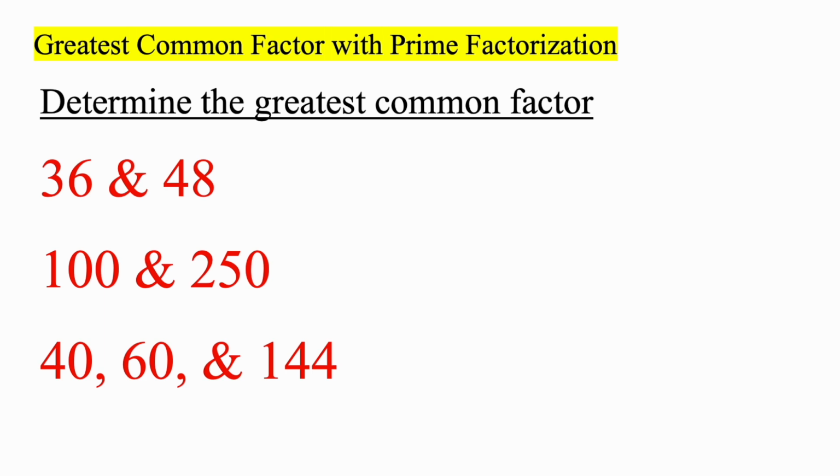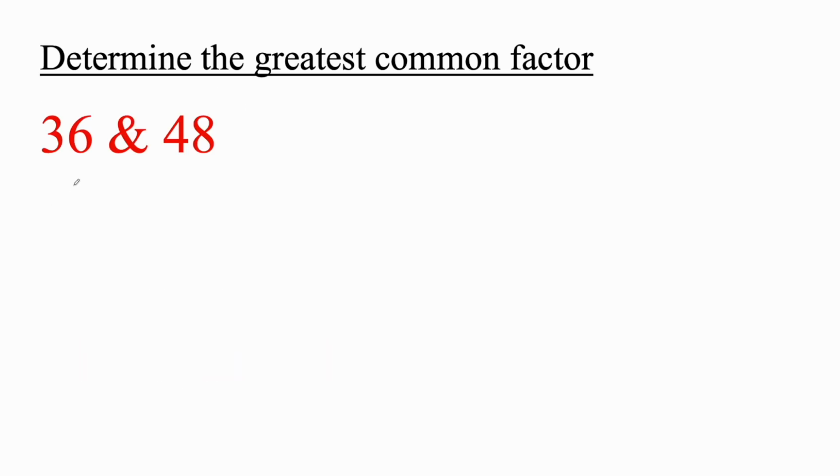Okay, in this video, we're going to learn another math strategy to determine the greatest common factor. And so let's begin. So first, we're going to break down both numbers. So 36. Now we know 3 times 12 can work. From there, we're going to break down the 12. So 2 times 6 and then 2 times 3. So those are our prime factors.